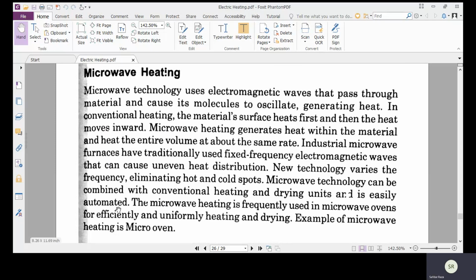Microwave heating is frequently used in microwave ovens for efficient and uniform heating and drying. An example of microwave heating is the microwave oven.